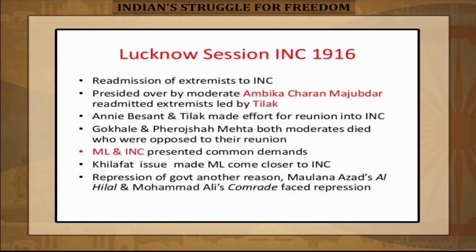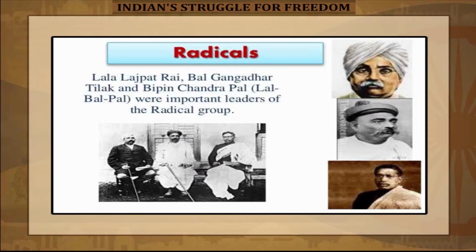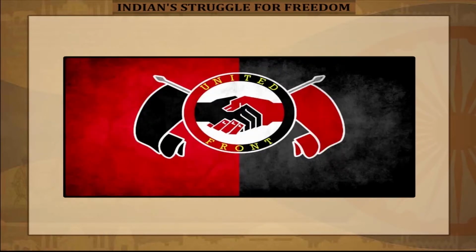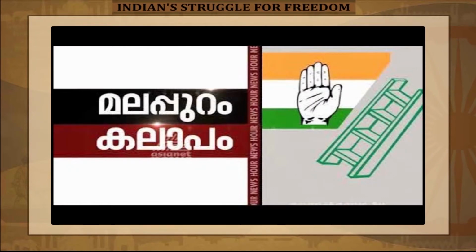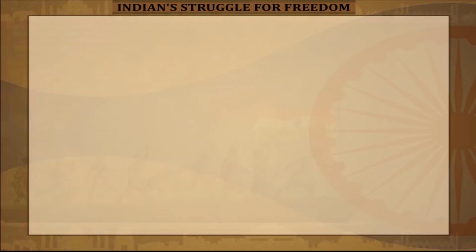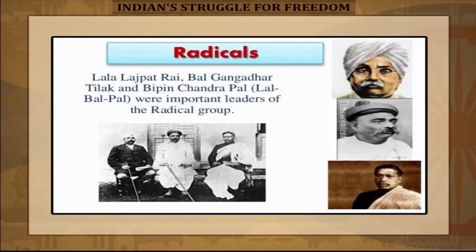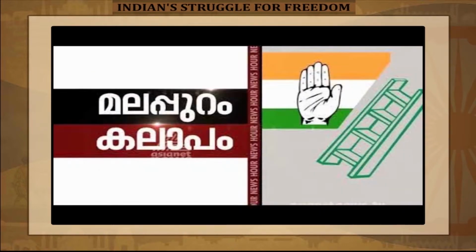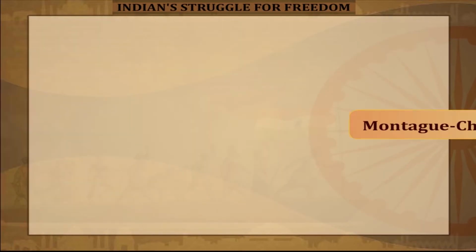The Lucknow session of Indian National Congress in 1916 was historic on two accounts. 1. The moderates and radicals decided to come together and put up a united front. 2. The Congress and Muslim League sank their differences and fought the government on a common platform, presenting common political demands before the government. Lokmanya Tilak played an important role in bringing the two groups together. The unity between moderates and radicals on one hand and the Congress and the Muslim League on the other gave an added impetus to our national movement.